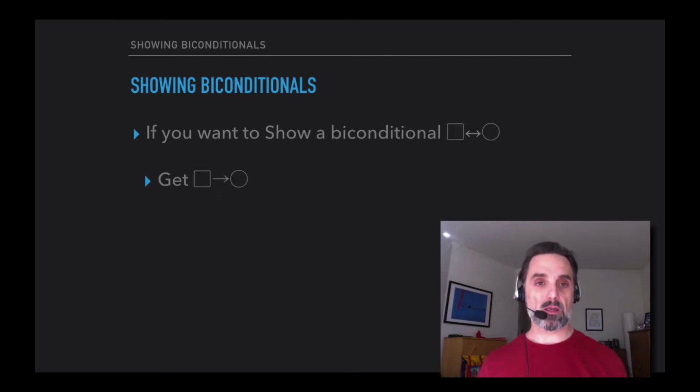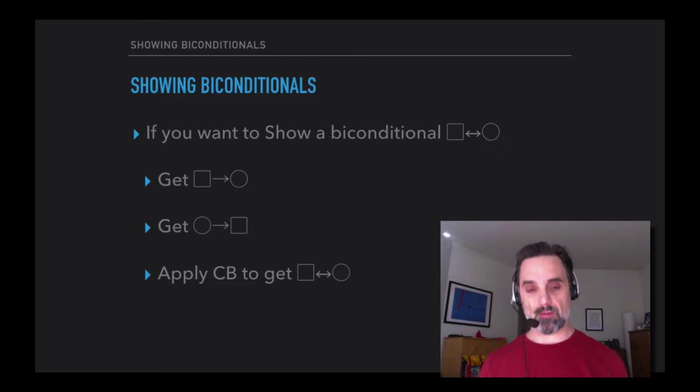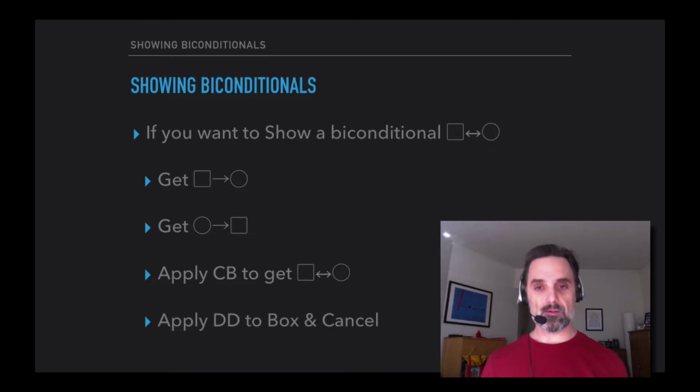So we need to get if box then circle, and if circle then box, and then we can apply the rule CB, and that just lets us go from those two to the biconditional. And then we can apply direct derivation, and that boxes and cancels. So the question is, once you get the conditionals, you're good to go, because you can apply CB and then DD. So how do you get the conditionals?